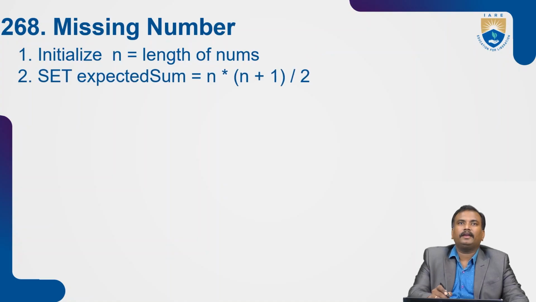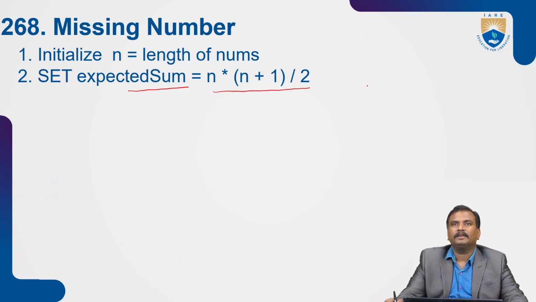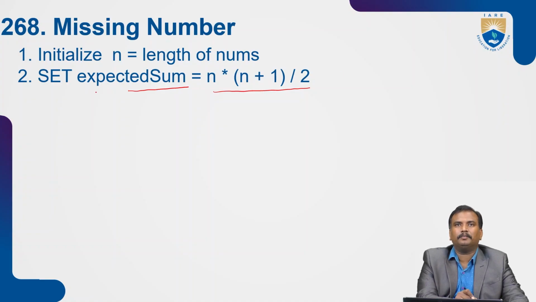Okay, int, and then we are going to set the expected sum. We are going to set the expected sum, that is the n natural numbers sum. Okay, 0 to n numbers sum as n into n plus 1 by 2. That is, we are calculating the sum of n natural numbers, that we are considering as expected sum.